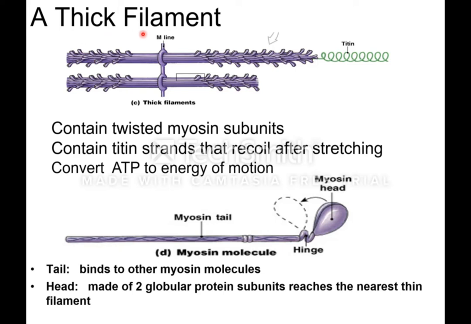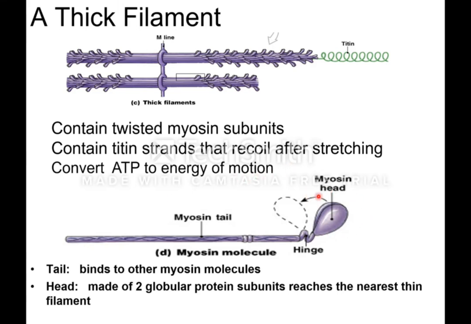A thick filament contains twisted myosin subunits. Each of these molecules includes a tail, a light chain, and a heavy chain. The tail binds to other myosin molecules, as you see here. A large number of myosin molecules are twisted together, and all of them are attached to the M line.